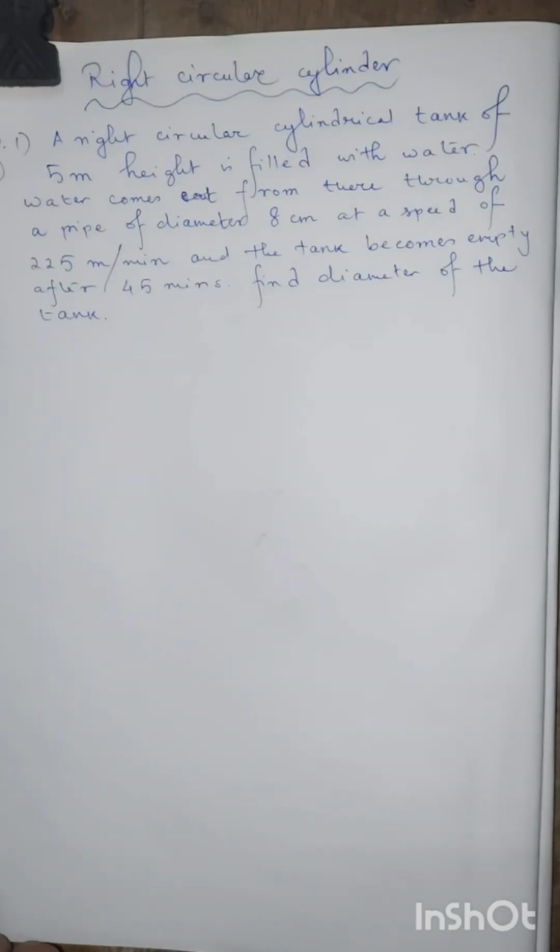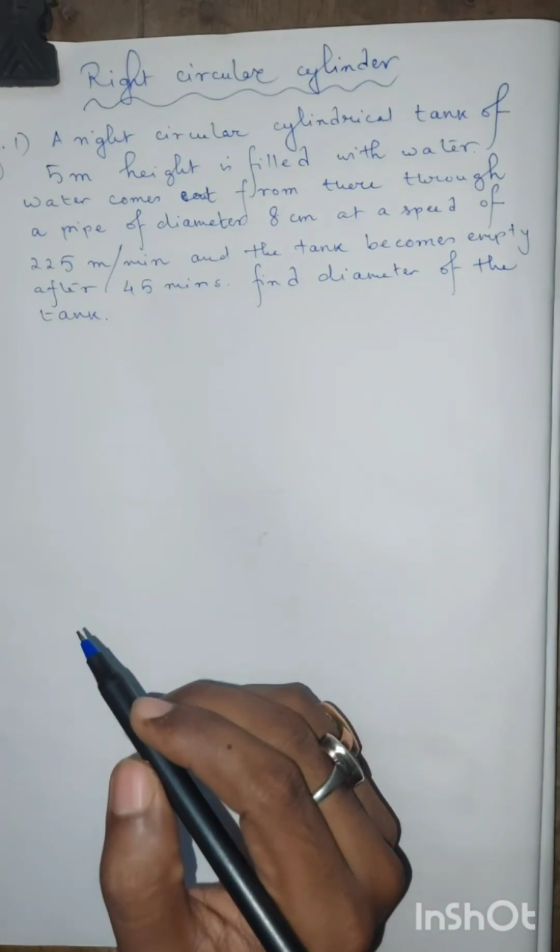So this is our first question which says: a right circular cylindrical tank of 5 meter height is filled with water. Water comes out from there through a pipe of diameter 8 centimeter at a speed of 225 meter per minute, and the tank becomes empty after 45 minutes. Find the diameter of the tank. So let us draw it.